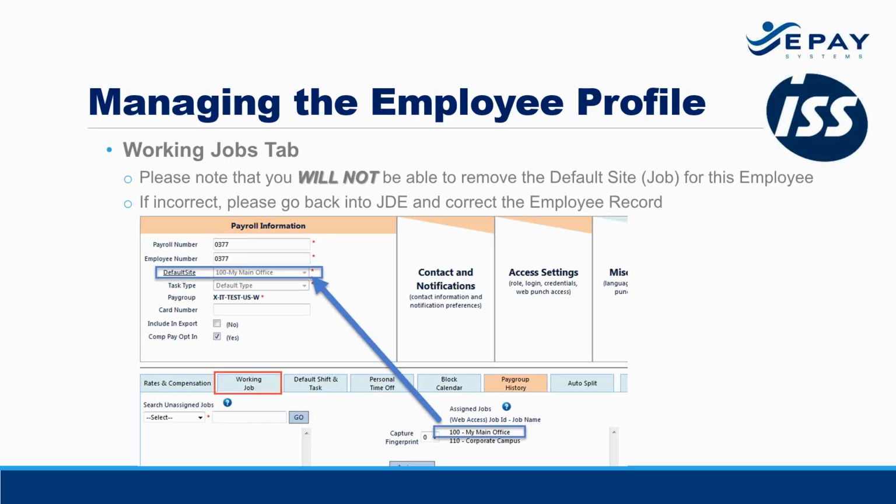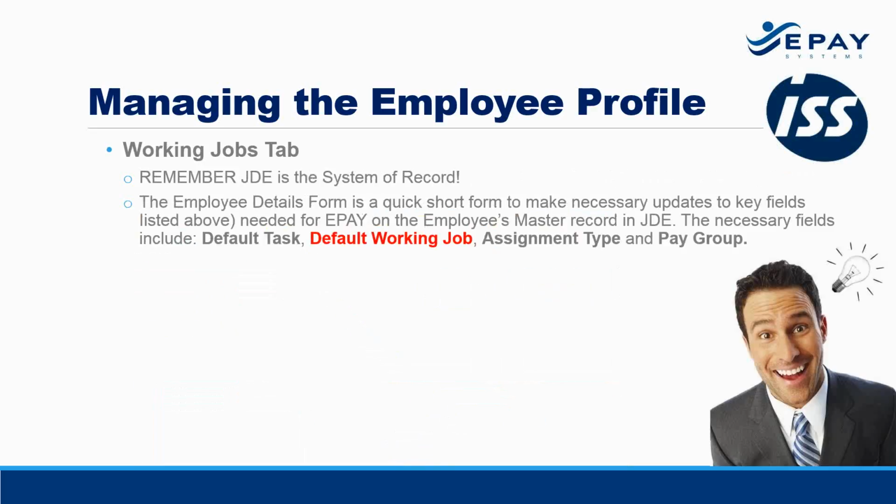Sometimes, once again, they simply aren't your employees. And a lot of these fields are locked out because of our access, and we don't want everyone going in there and making changes left and right without really going back to the system of record, which is JDE. So just keep in mind, if for some reason something needs to be changed, we need to get that corrected in JD Edwards. Once again, the employee details form is where we do this, and then we go there and fix those necessary fields: the default task, default working job, the assignment type, and even the pay group.